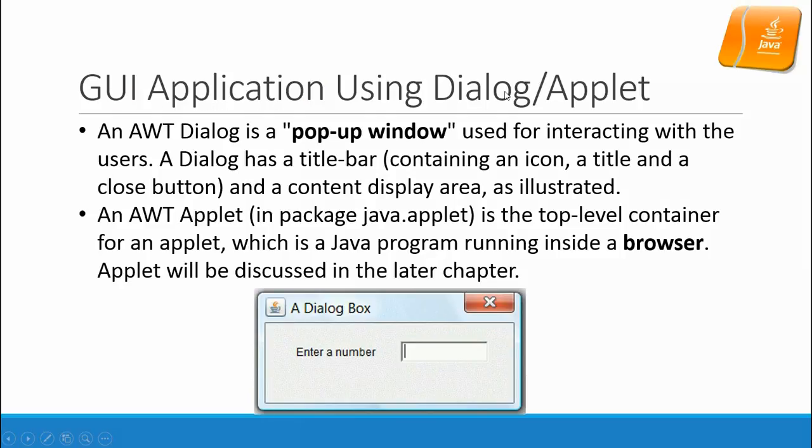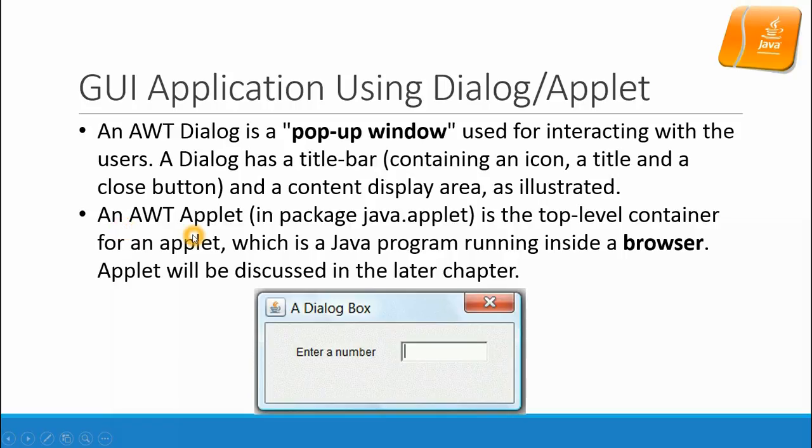GUI application using dialog and applet. An AWT dialog is a pop-up window, usually called from the main frame and used for interacting with the user. A dialog has a title bar containing an icon, a title, and a close button, and a content display area as illustrated. Inside, it sometimes has input. The dialog could be a file dialog, a font dialog, or a save-as dialog, among the many different dialogs you may see in application programs.